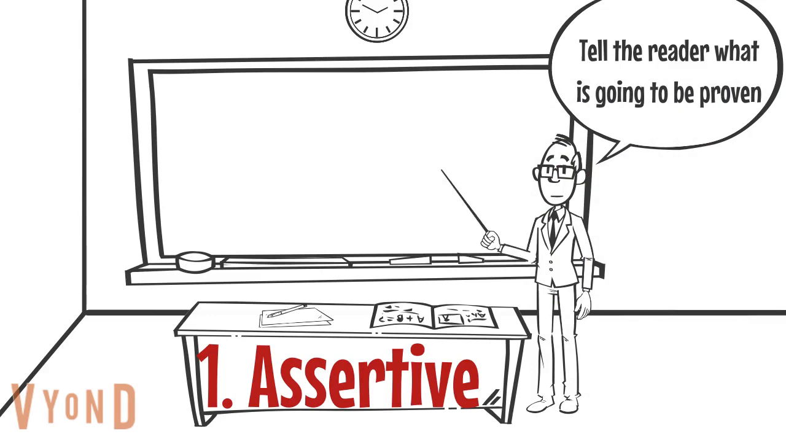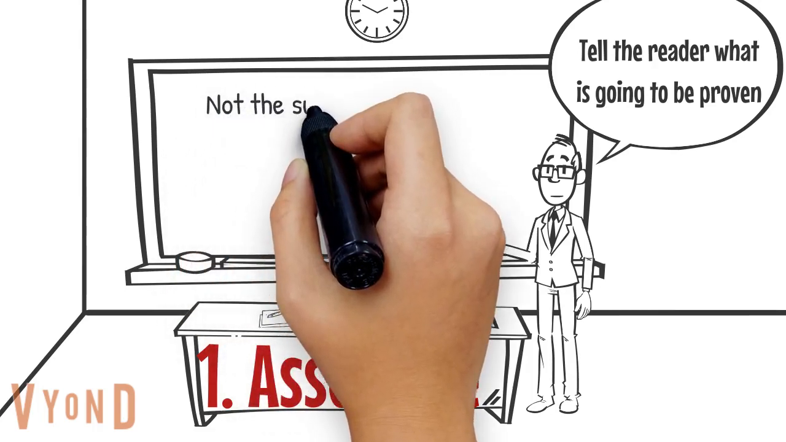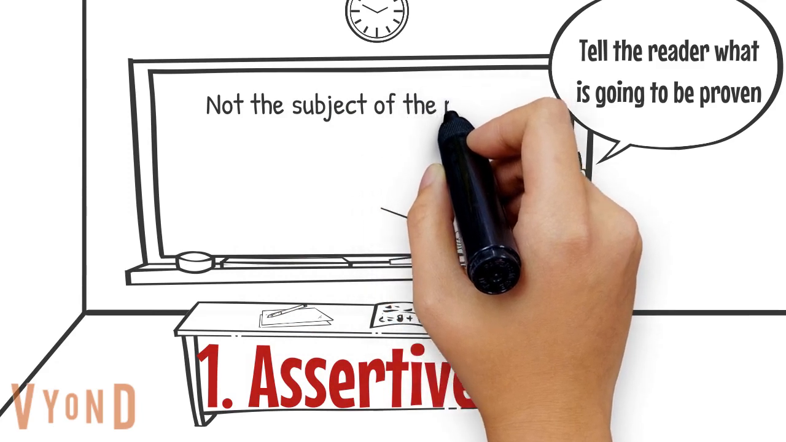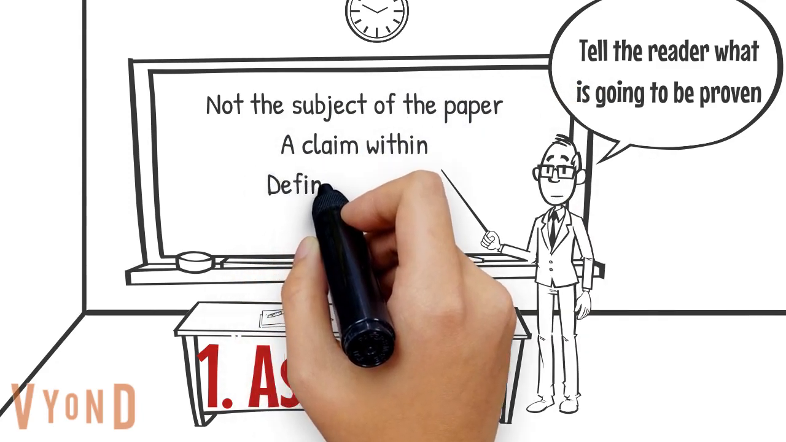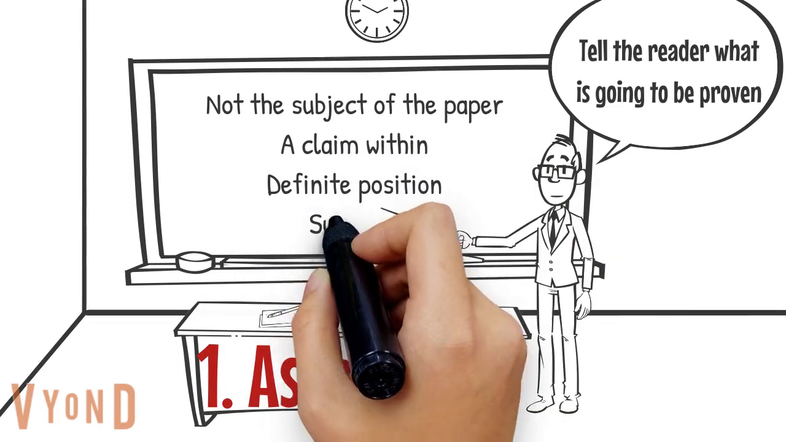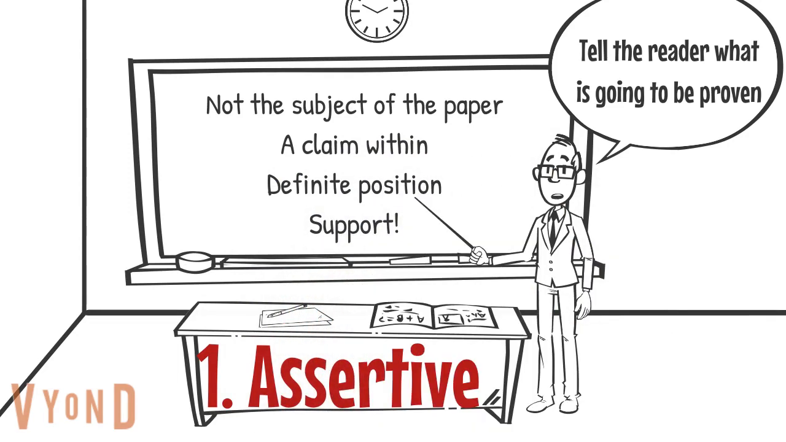While conclusions can be cautious, the thesis statement should be persuasive. It is important to emphasize that a thesis is not the subject of the paper, but a claim within that subject. It is a specific argument that is being stated and developed throughout the paper. Assertiveness, therefore, means that the thesis takes a definite position or stance on a particular topic and sets out to support that claim.